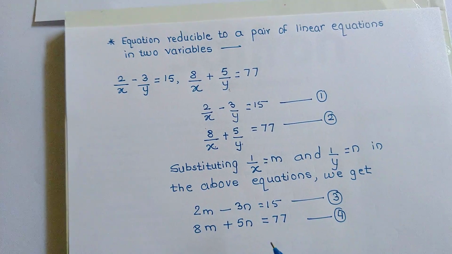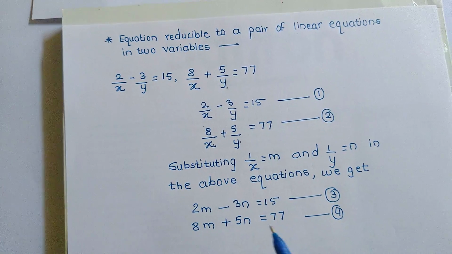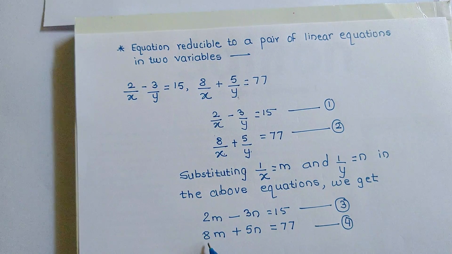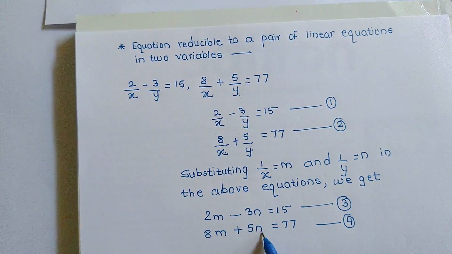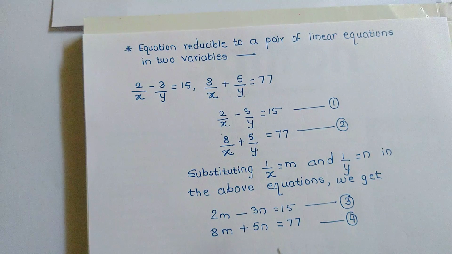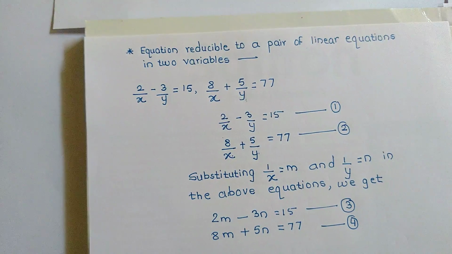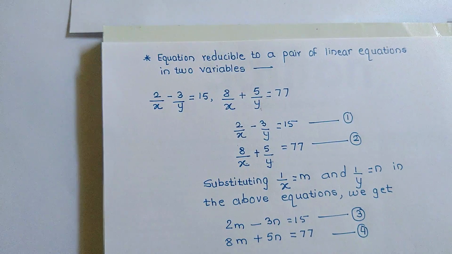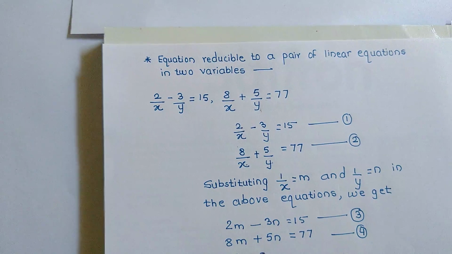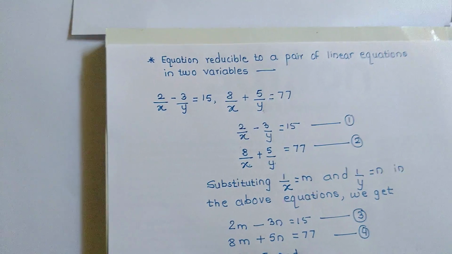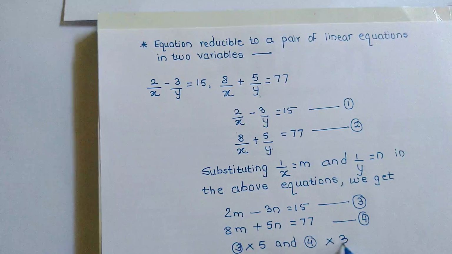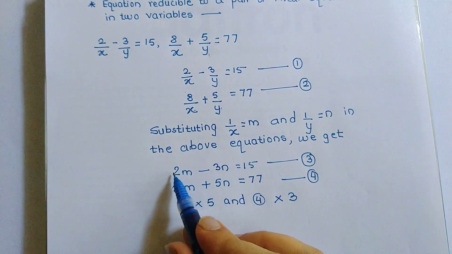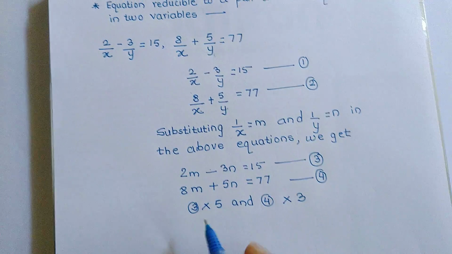We know the first step in solution is to make coefficients of a variable equal. Coefficients of variable m are 2 and 8 and coefficients of variable n are 3 and 5. So our first step is to make coefficients of any of the variables equal. So we multiply equation 3 by 5 and equation number 4 by 3. Each term of equation 3 will be multiplied by 5.